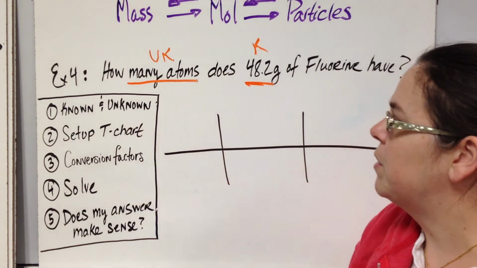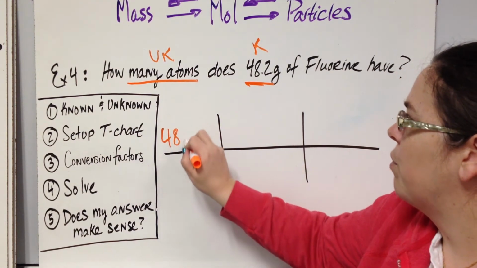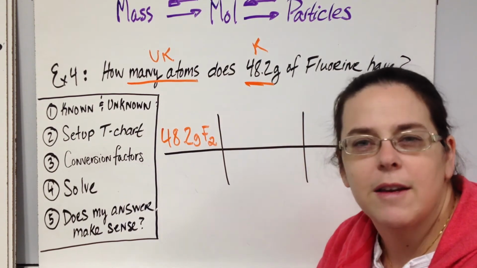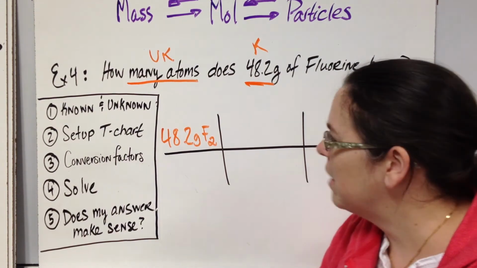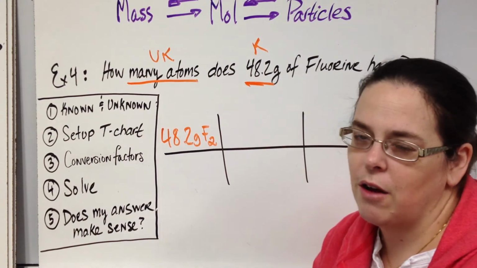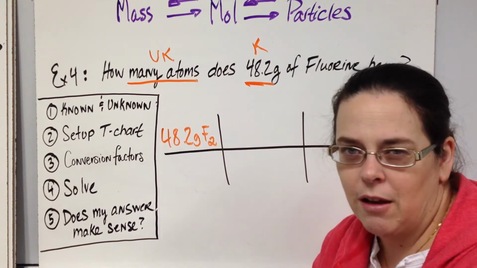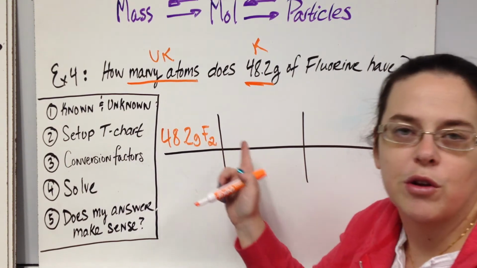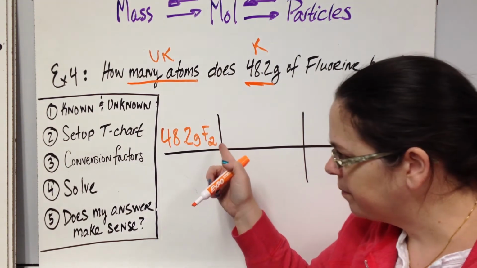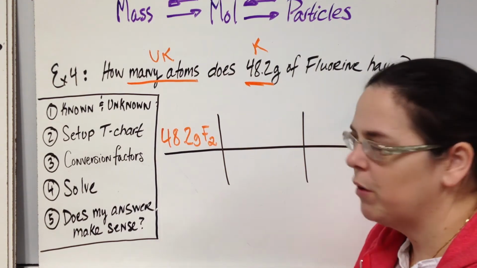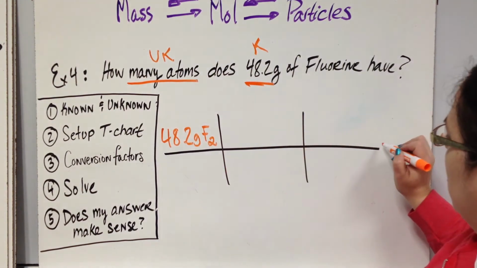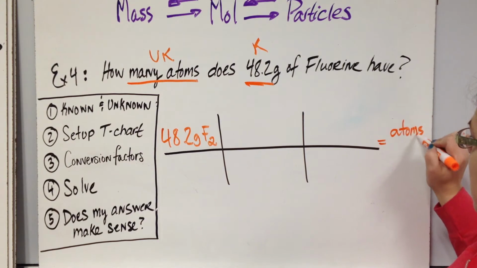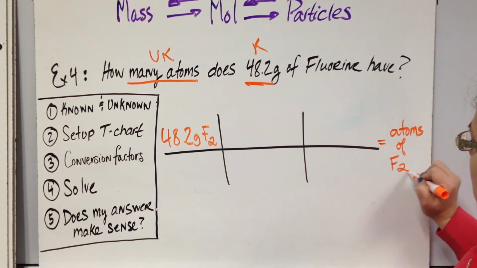So we're going to then set up the T-chart. 48.2 grams of F2. Now I wrote F2 there. Why did I do that? I did that because fluorine does not like to be by itself. Fluorine likes to hang out with its buddy, fluorine, in a diatomic molecule. So we always have to remember those diatomics when we're working these problems. So I went ahead and wrote F2 so I wouldn't forget. And then over here, we're going to write down what we want to get to. We want to go to atoms of F2.